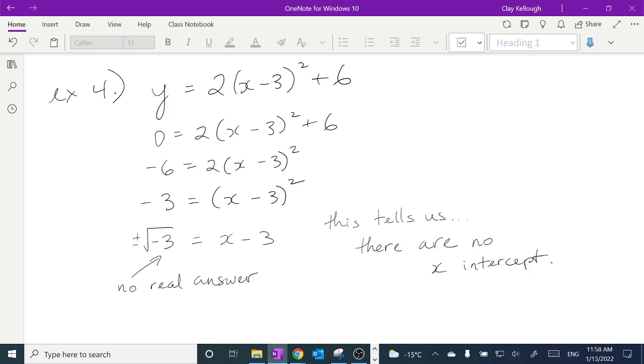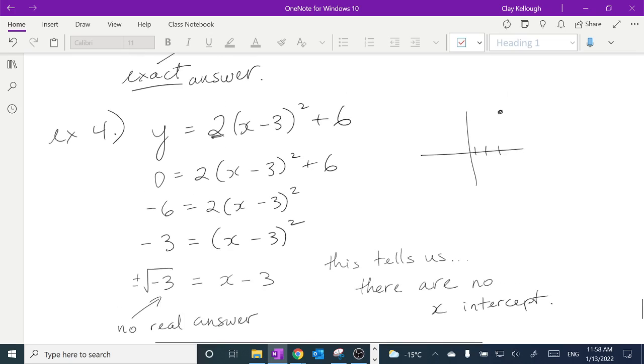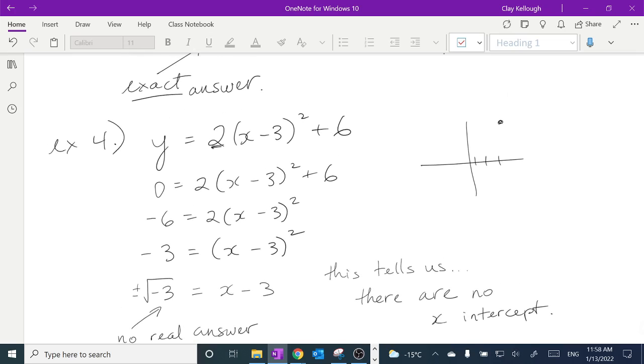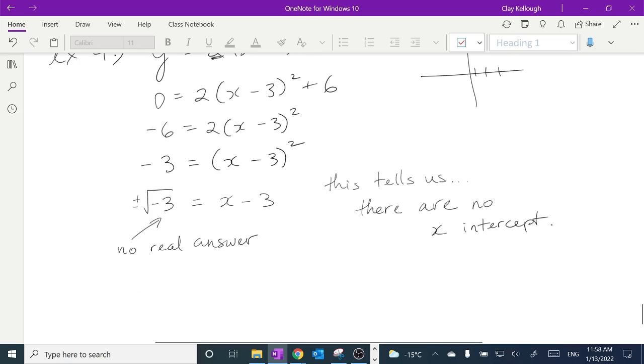Because the vertex is (-3, 6), and that means the vertex is 3 over and 6 up. And then a is positive. What do you know about all parabolas that have a positive a? They open upwards. So it should make logical sense to you that there's no x-intercepts when your algebra tries to square root negatives, because you can't square root negatives in real numbers.